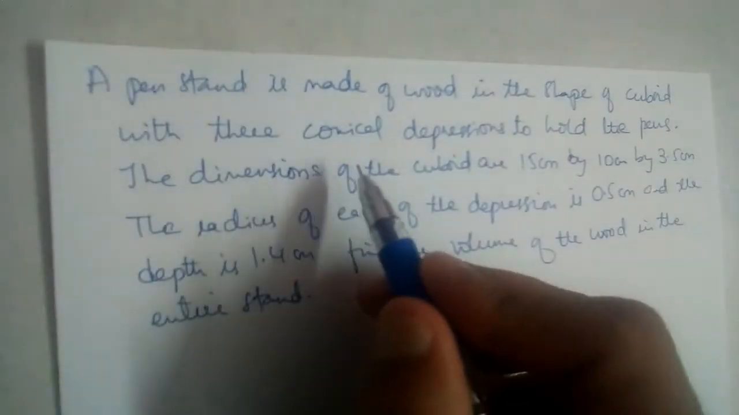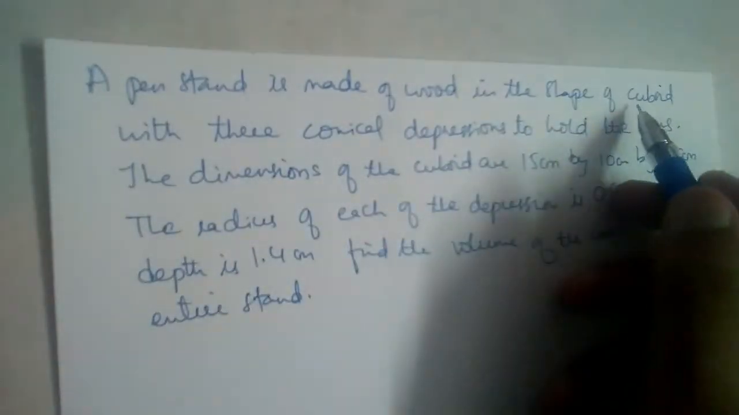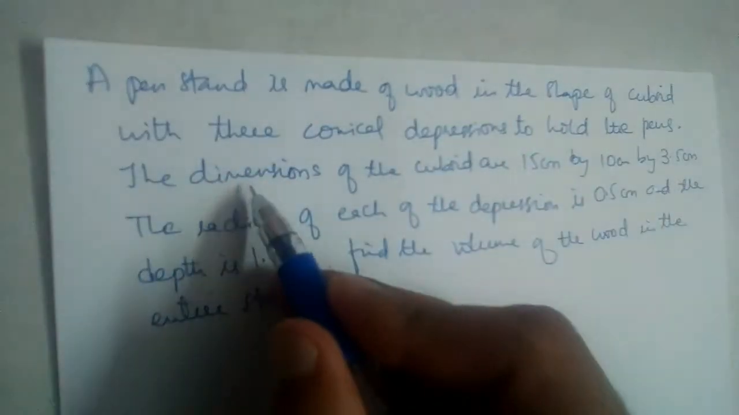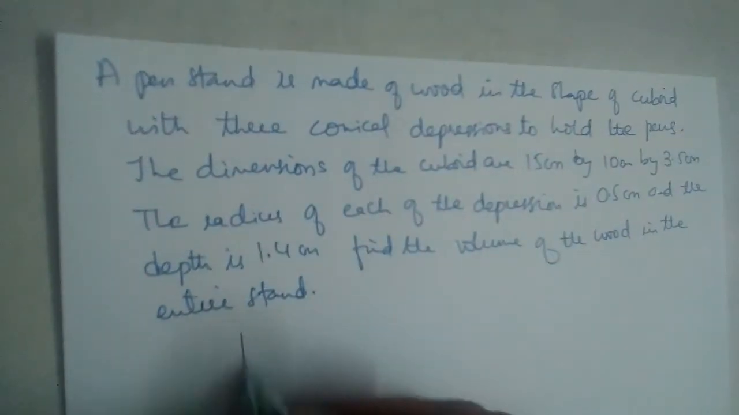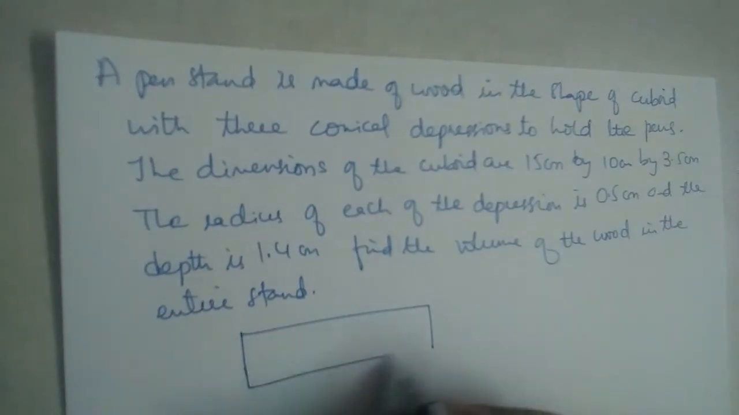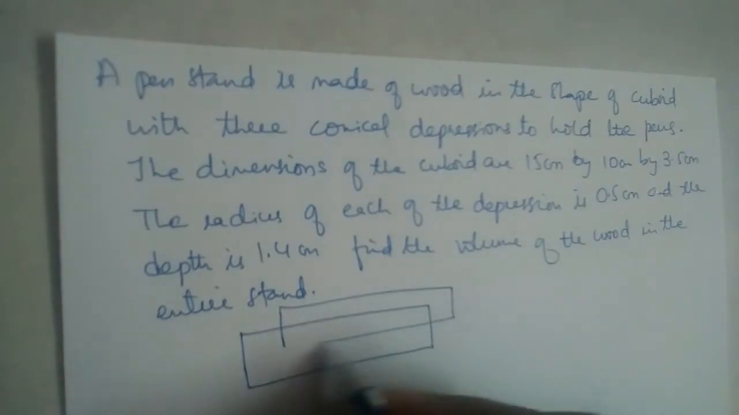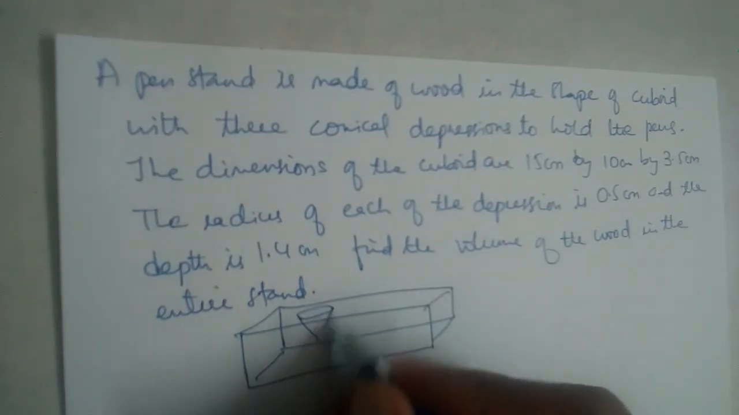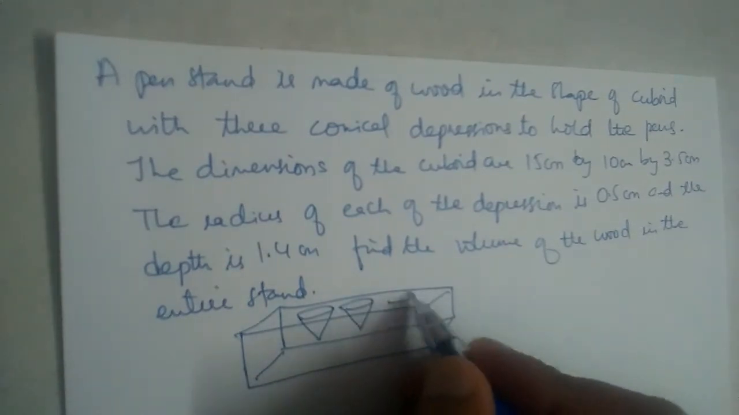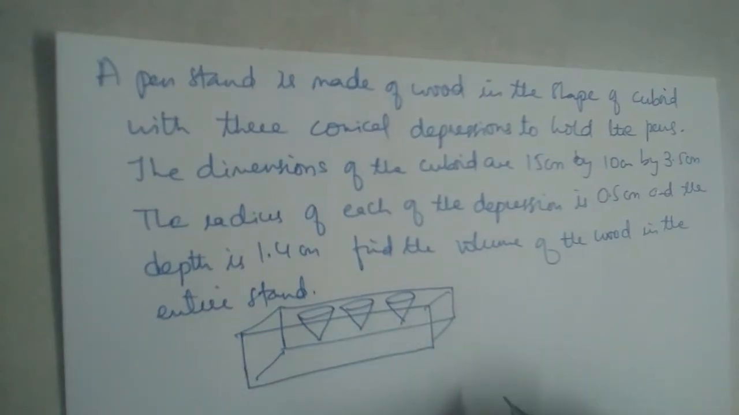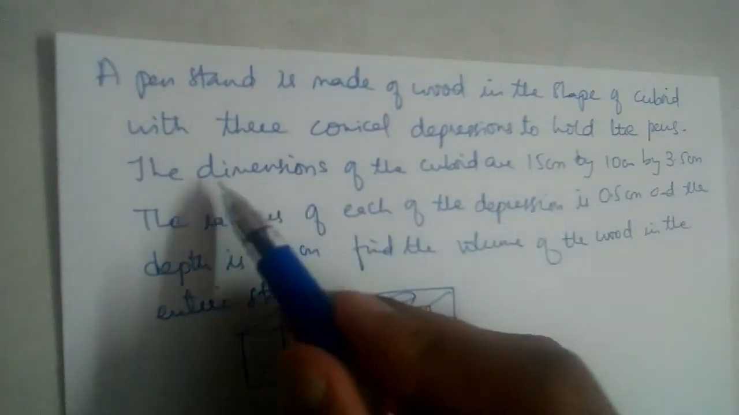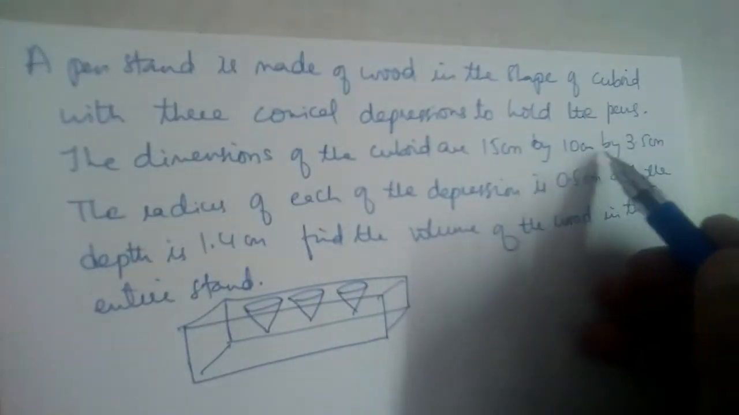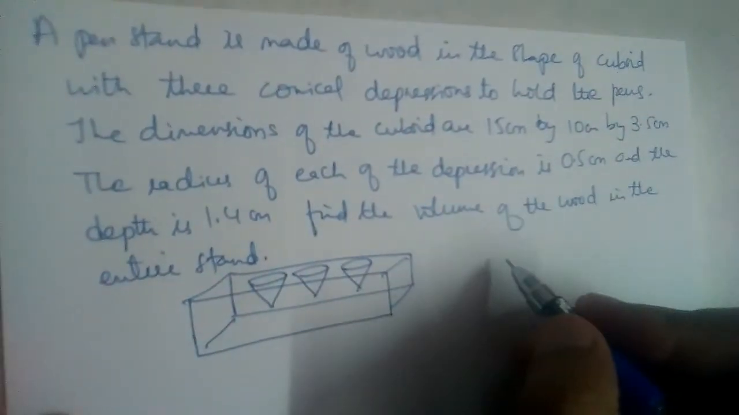A pen stand is made of wood in the shape of a cuboid with three conical depressions to hold the pens. Okay, so we have a cuboid. This is the cuboid and three depressions are made like this to hold the pens. The dimensions of the cuboid are 15 centimeters by 10 centimeters by 3.5 centimeters.